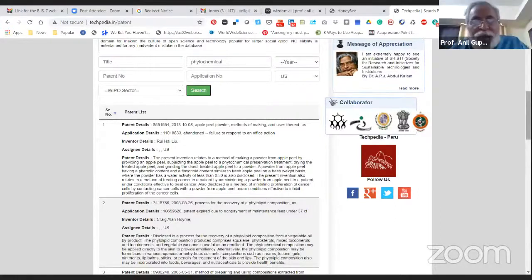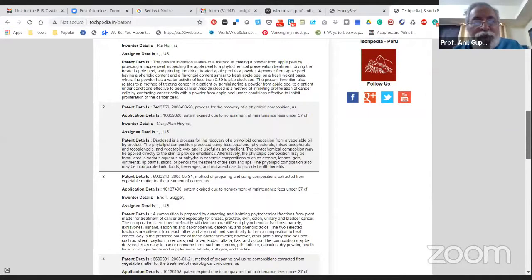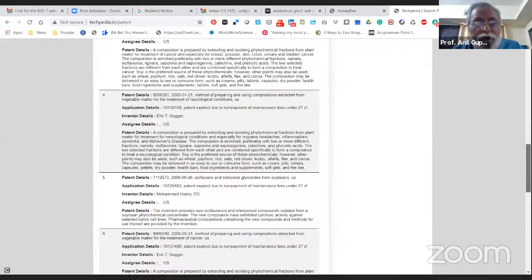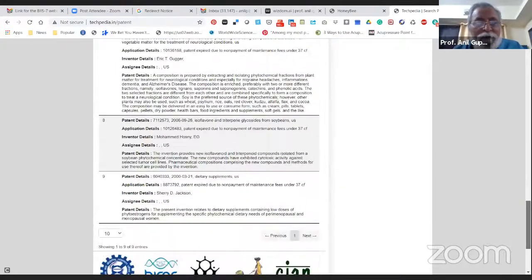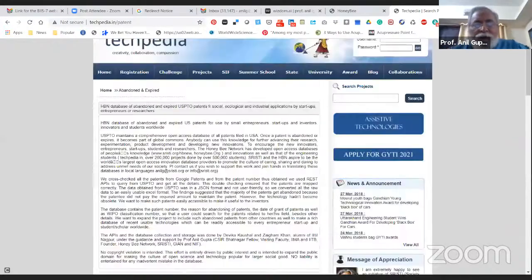So here, phytochemical preservation treatment. Apple peel, how did they make powder of apple peel? And then make extraction of different kinds, for treating cancer. You throw away the apple peel. So phytochemical, how many are we getting? We're getting about 9.